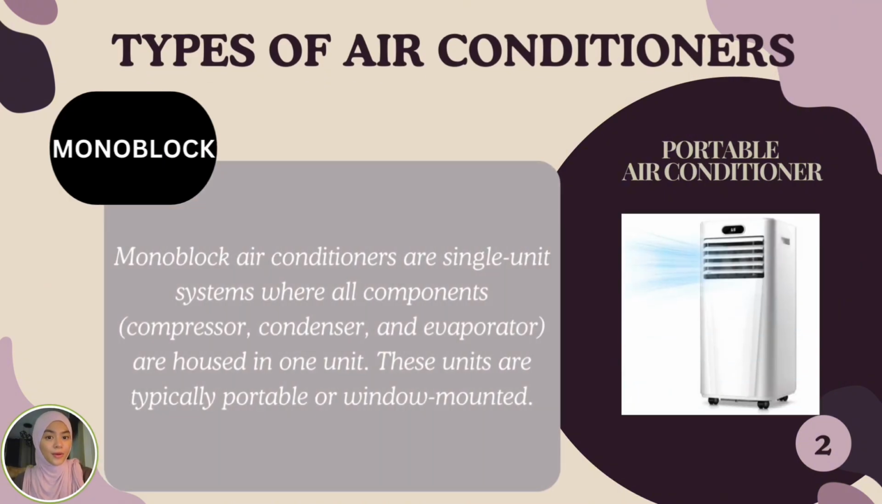Types of air conditioner. Firstly, monoblock. Monoblock air conditioners are single unit systems where all components, compressor, condenser, and evaporator, are housed in one unit. These units are typically portable or window mounted.